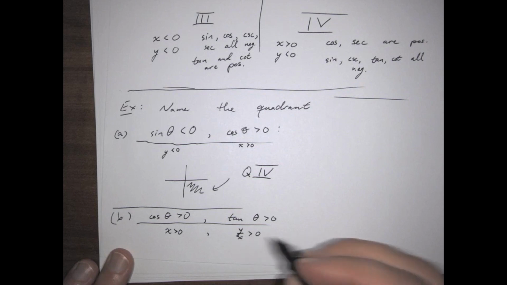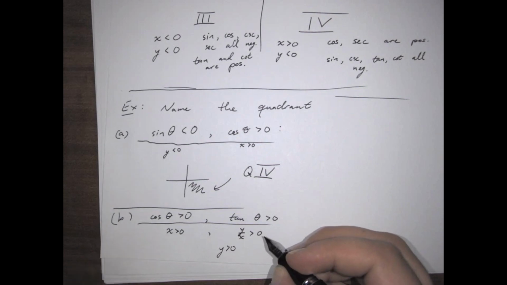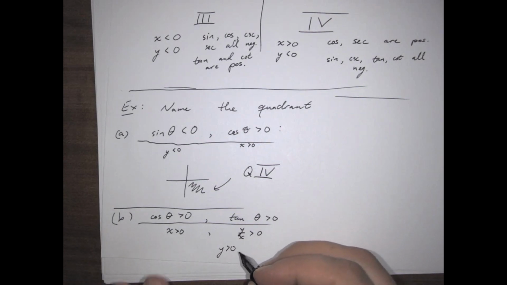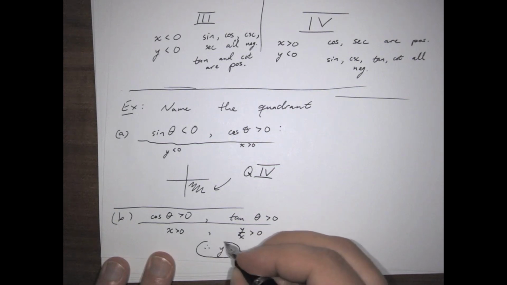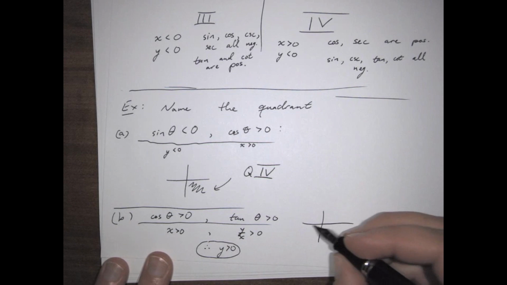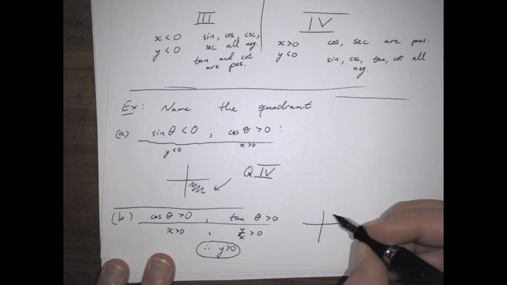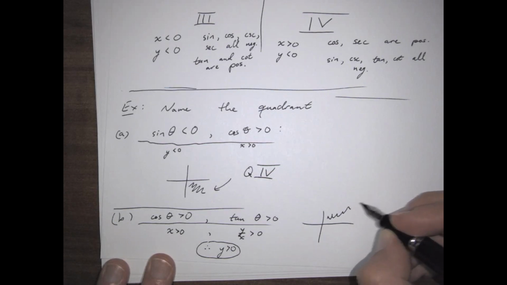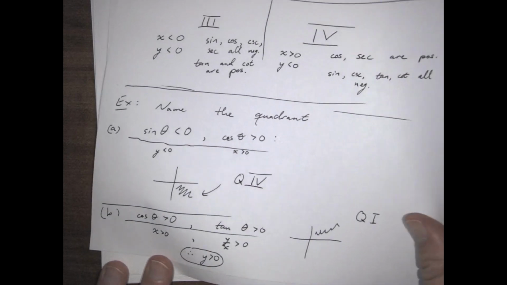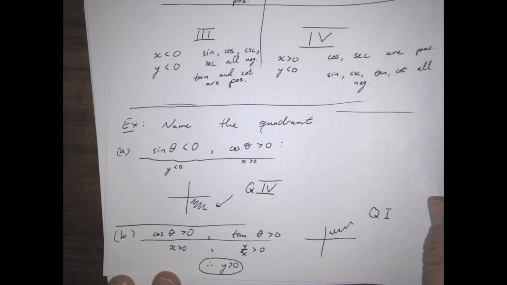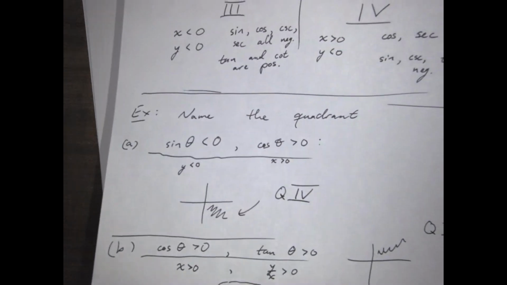So that means that y has to also be greater than 0. So therefore y is greater than 0, which means we're talking about positive x, positive y, so north of the equator and east of the meridian puts us over here, which is quadrant 1. Okay, well, I think you get the picture on that.